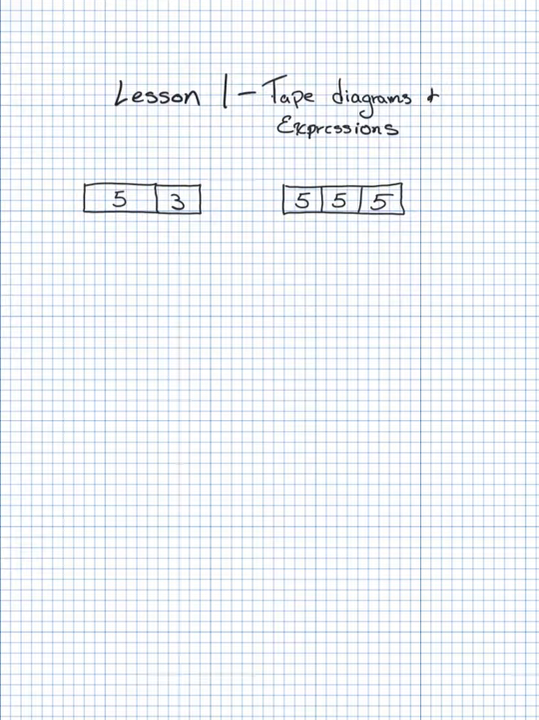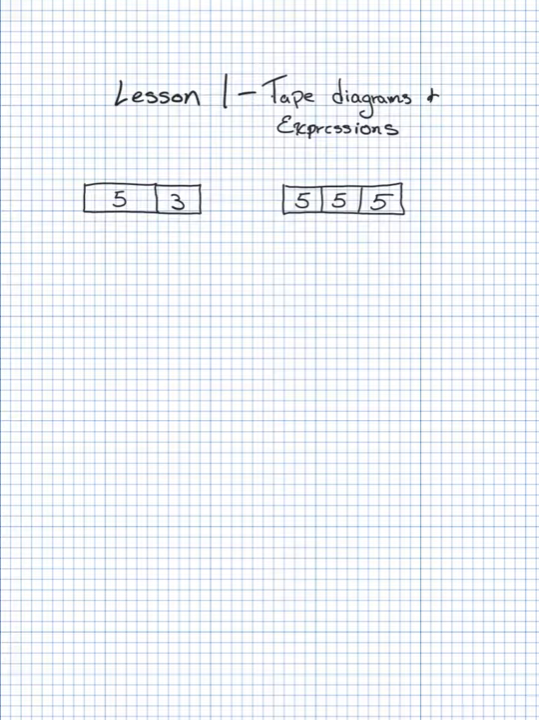So today's lesson is going to be lesson 1, tape diagrams and expressions. And the first thing that we want to do is just identify how tape diagrams can demonstrate mathematical expressions. So for instance, over here I've got a 5 next to a 3, and over here I've got 3 5s next to each other.